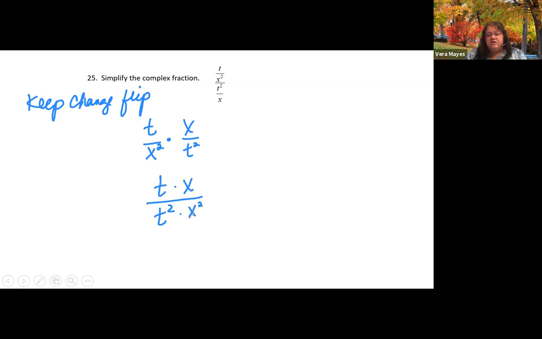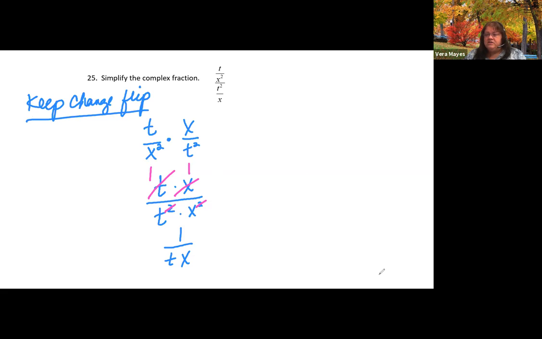It's multiplication, so we already talked about the way order doesn't matter. So t goes into itself one time and takes away one of these t's. X goes into itself one time and takes away one of these x's. So what are we left with? 1 times 1 on top, t times x on bottom. So that wasn't such a complex fraction. There wasn't much to it. There wasn't a lot of addition or subtraction. But once we did the keep, change, flip, it just reduced itself almost.